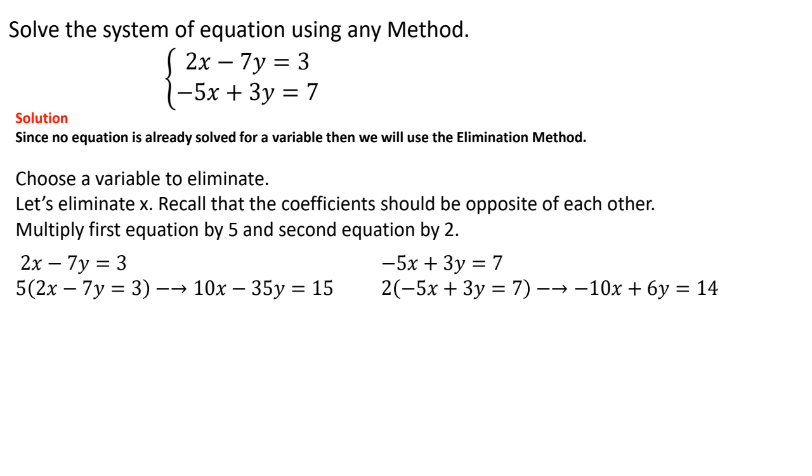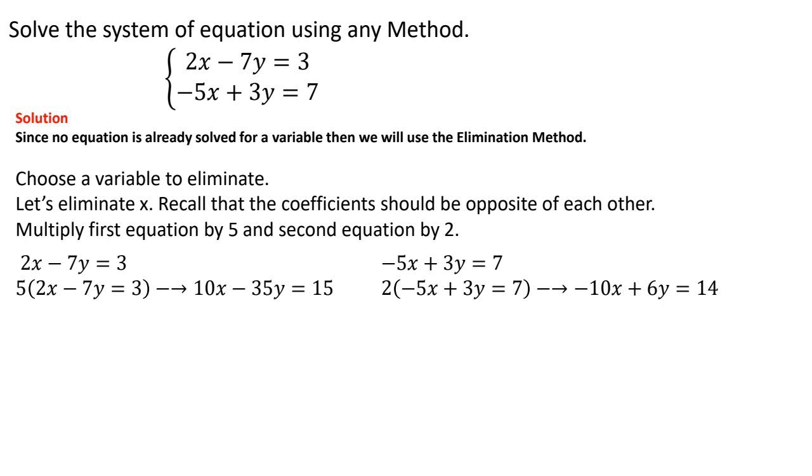And the 5 times 3, which is on the other side, is 15. Okay. Now let me multiply a 2 to the second equation. My second equation was this, negative 5x plus 3y equals 7. So 2 times a negative 5 is a negative 10x. 2 times 3y is a 6y. And 2 times 7 is 14, the value on the other side of the equation.